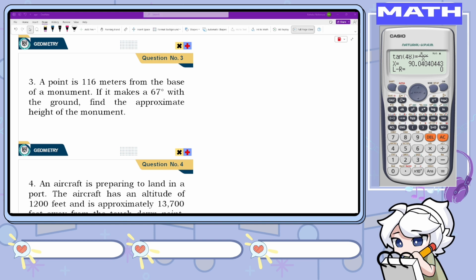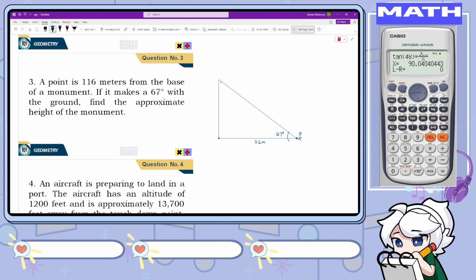A point is 160 meters from the base of a monument. So we are talking about a monument. Let's assume the monument is like this. I'm not good at drawing, but let's just assume a straight line. So this is the monument. We already have a given wherein a person, let's say the person is here, is 116 meters away from the monument. It makes a 67 degree angle with the ground, so it's an angle of elevation.